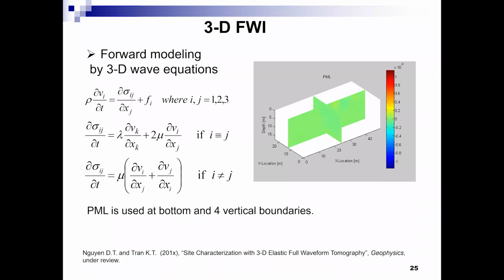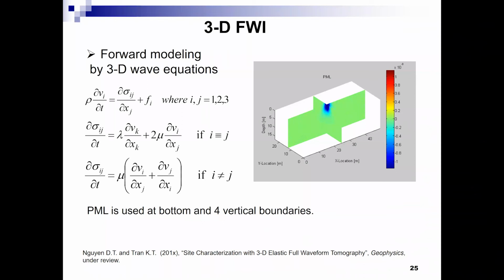Most full waveform inversion methods are based on the Gauss-Adjoint method. So here we also use the 3-dimensional elastic wave equation. That is in compact form. The top equation governs particle velocity in three directions, x, y, and z. And the last two equations are the six different stresses in 3D. So that is about nine equations here. We also solve it using the finite difference method and use a perfectly matched layer at the bottom and four vertical planes.